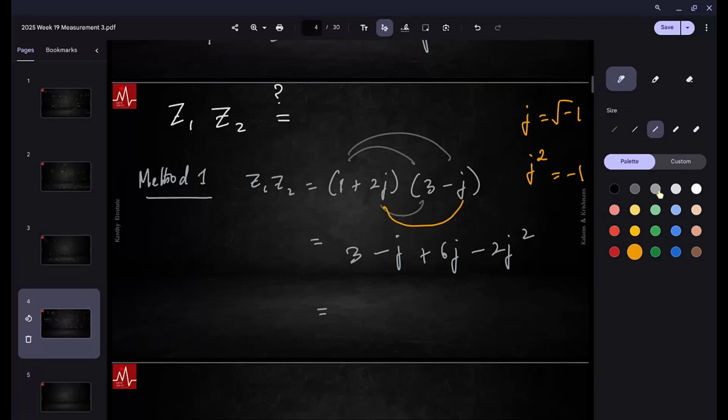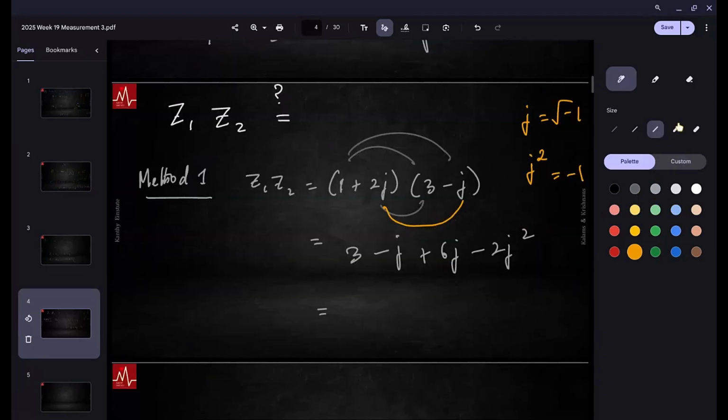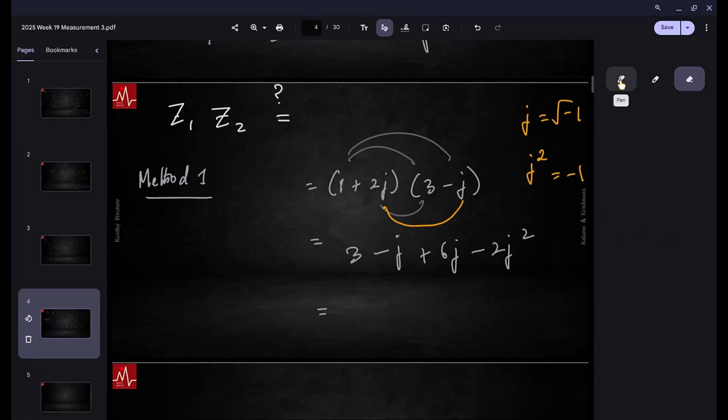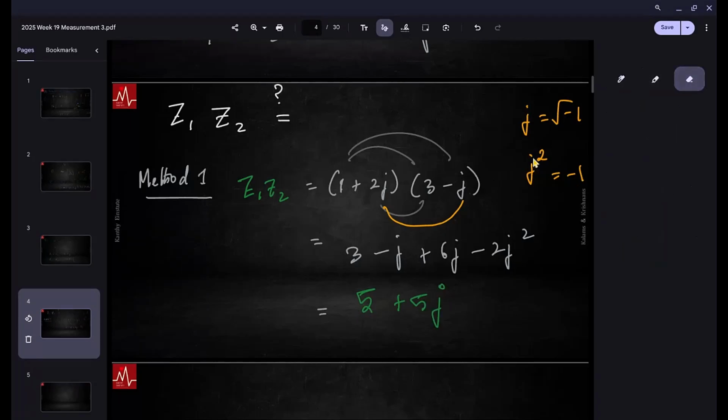Okay, so now all of you are giving this. Plus z1 z2. This case j square is -1. So -2 into -1 is +2. So that is 5 plus 5j. Careful, j square is -1.